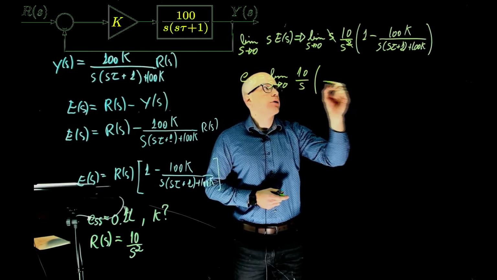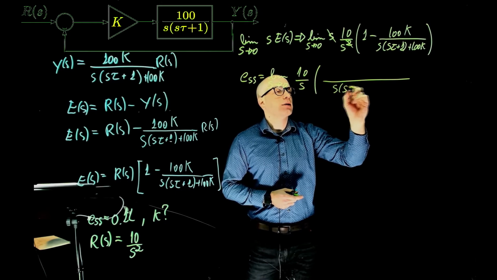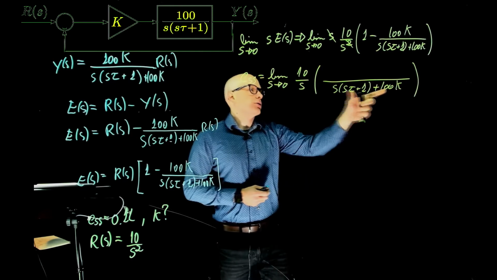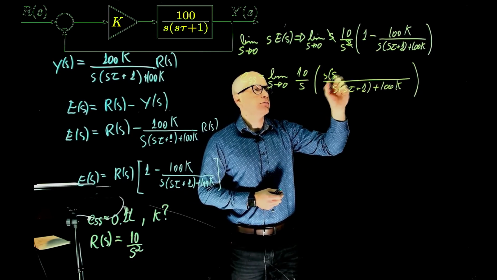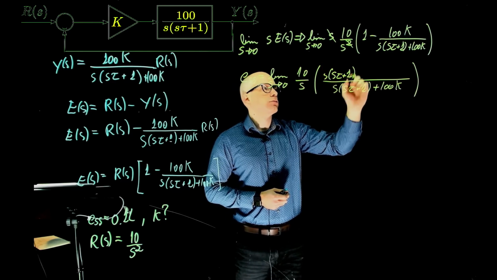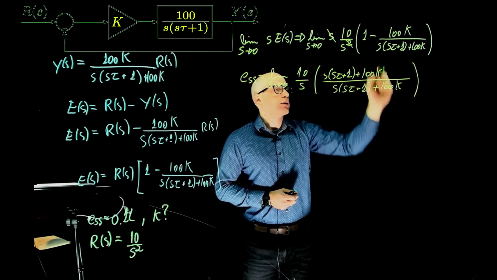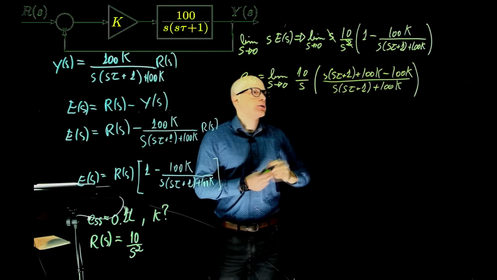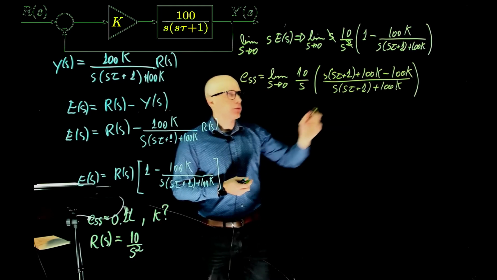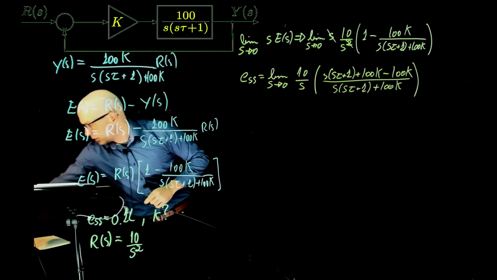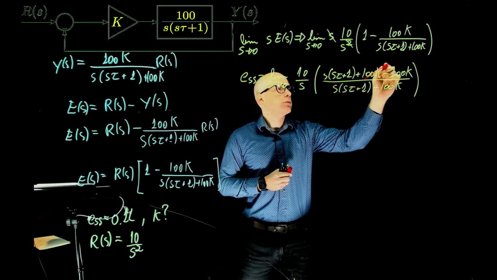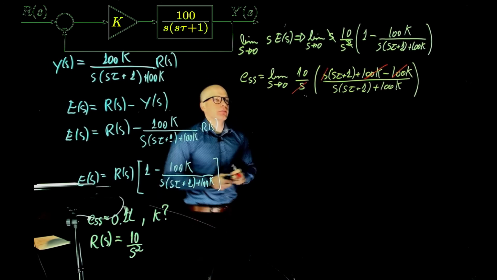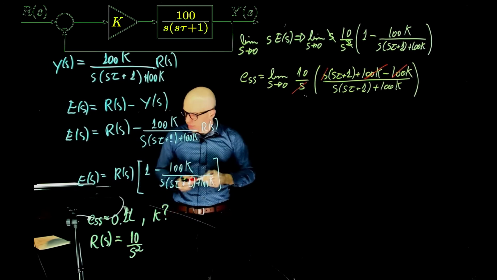And inside here, we can find a common denominator. The common denominator is s times (s tau plus 1) plus 100k. So this multiplies 1, minus 100k. Aha. Now these two cancel out. You see? Those two cancel out. And this s cancels that one. So the mystery solved.